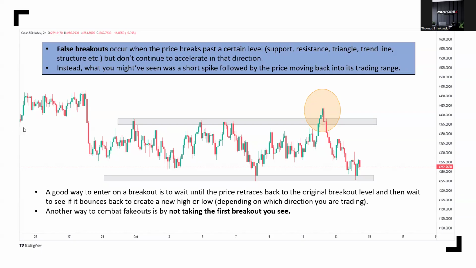Basically, a good way to enter on a breakout is to wait until the price retraces back to the original breakout level, and then wait to see if it bounces back to create a new high or low, depending on which direction you are trading. Another way to combat a fake out is by not taking the first breakout you see. Sometimes you don't want to take the short immediately when it happens. You want to wait a bit and see. But it's really hard.